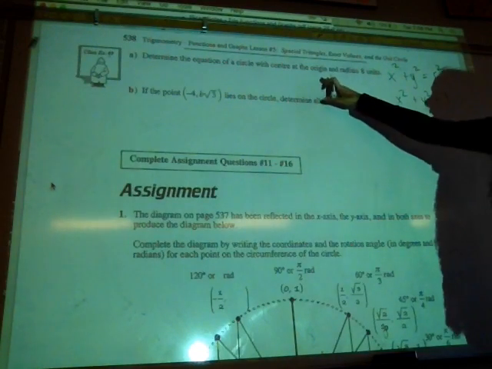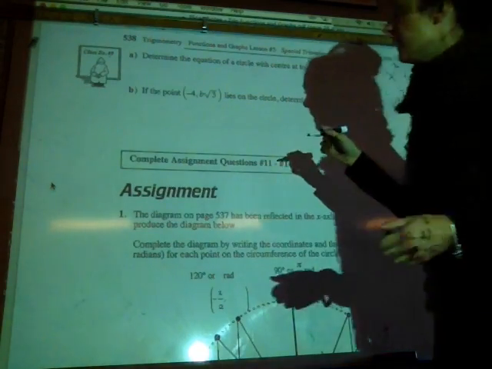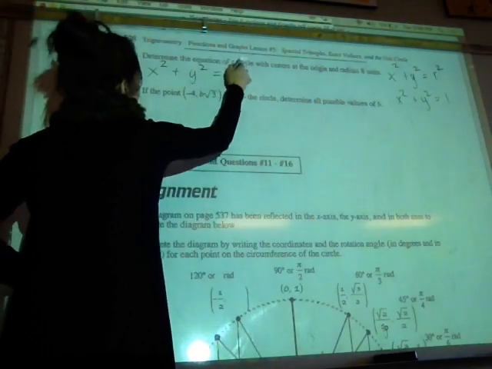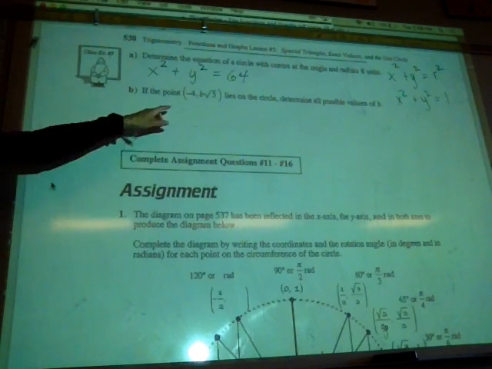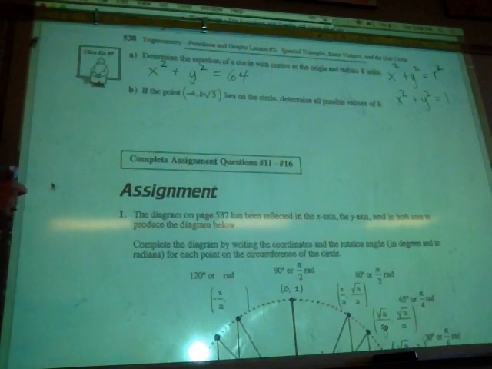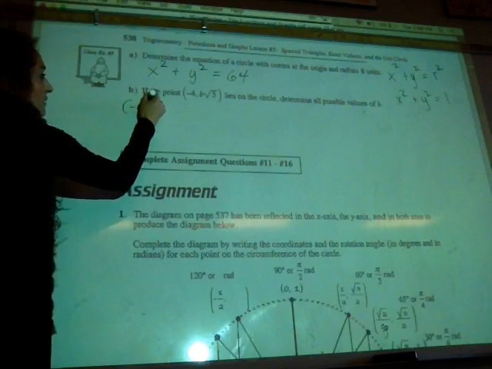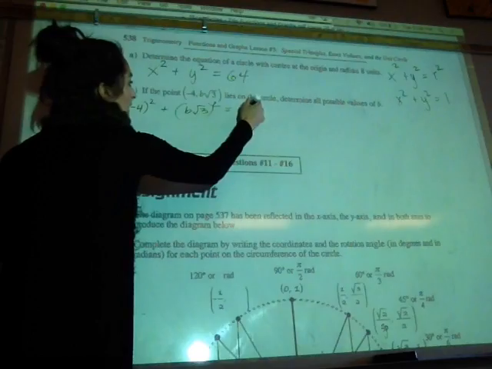Okay, so now we need to find the equation of a circle with the center at the origin, but this time the radius is 8. Good, so if r is 8, we just replace that with 8. 8 squared is 64. So the equation will be x squared plus y squared equals 64. Now they're telling us there's a point that lies on the circle, and we need to figure out the value of b in the y-coordinate. So using this equation, we can sub in what we know. x is -4, y is b root 3, and that equals 64.